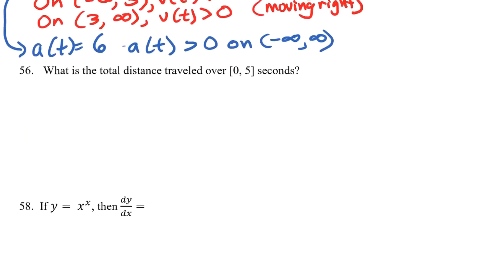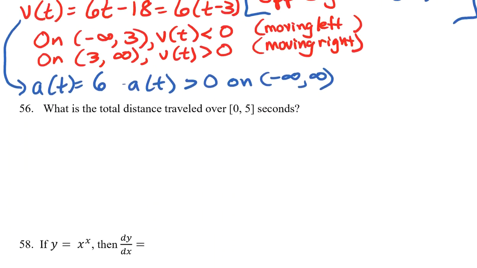And total distance traveled. So here we've already done our hard work. We know the object changes direction after 3 seconds. So first it was moving left, and then it turns around. So at time 0, it starts out going to the left. At 3 seconds, it turns around and starts going back to the right.